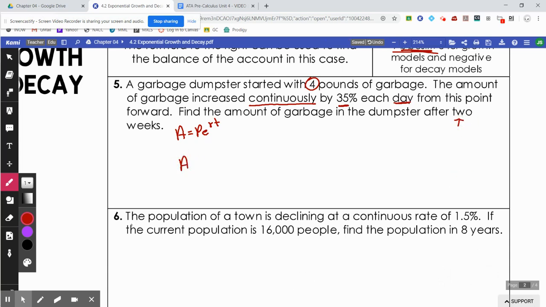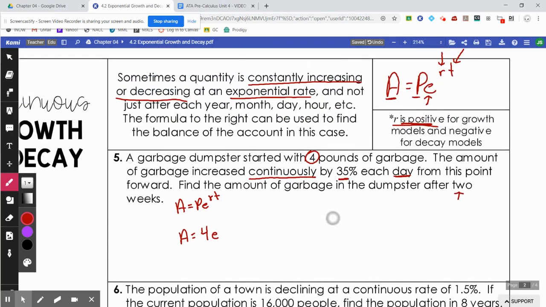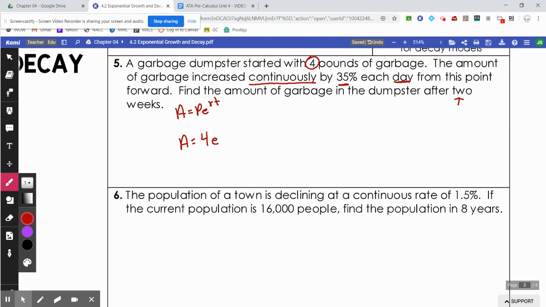So find the amount if we start with 4 pounds. E to the rate, the rate is 35%, so we're going to put the rate as 0.35. Change it to a decimal, and then the time, we're going to put a T there. So therefore, there's my formula. If we want to find out how much is left after 2 weeks, be careful because it's 35% each day. So to find out 2 weeks, you're going to do 14 days. So we're going to find A of 14.